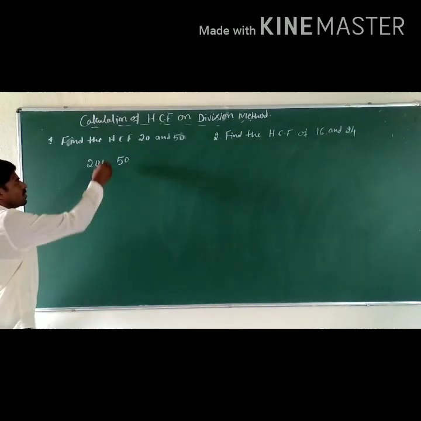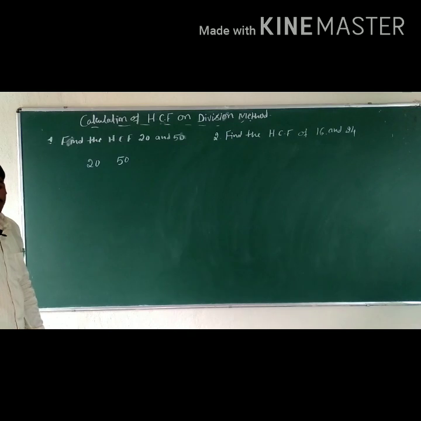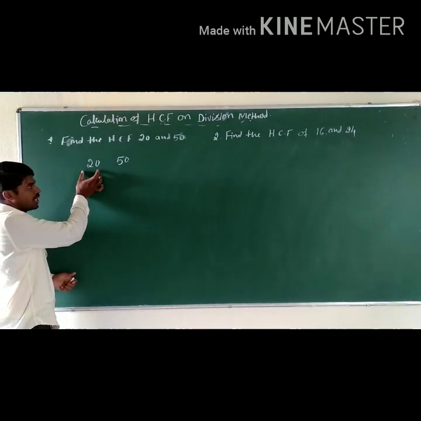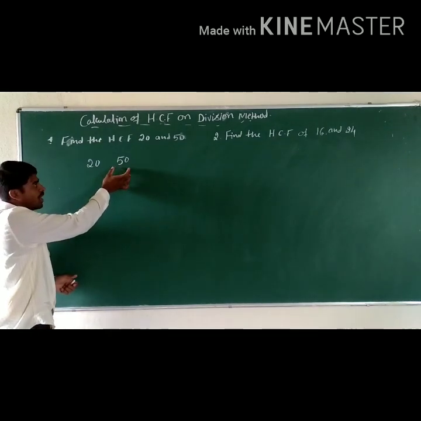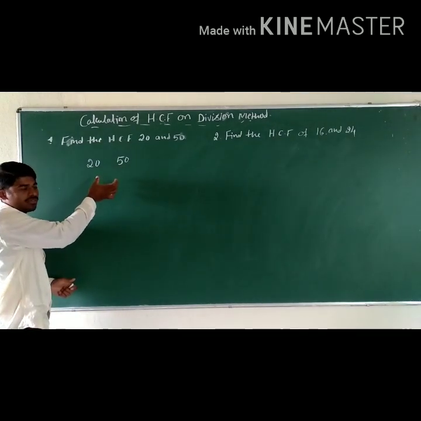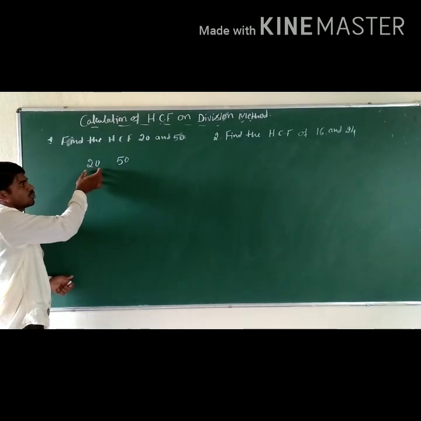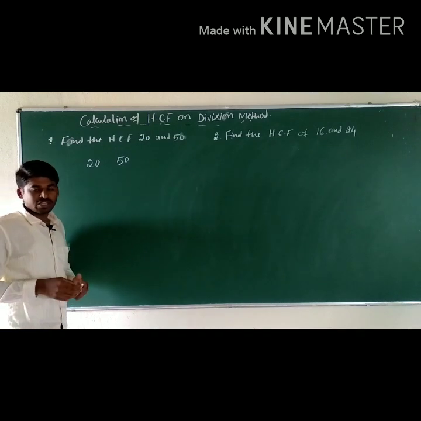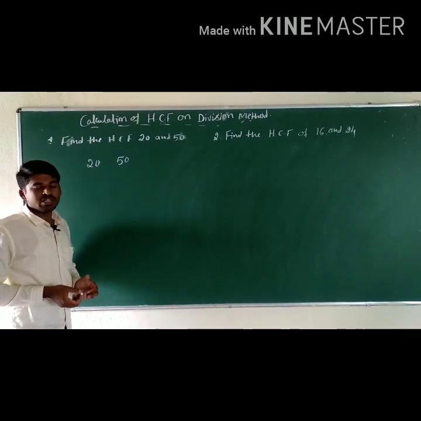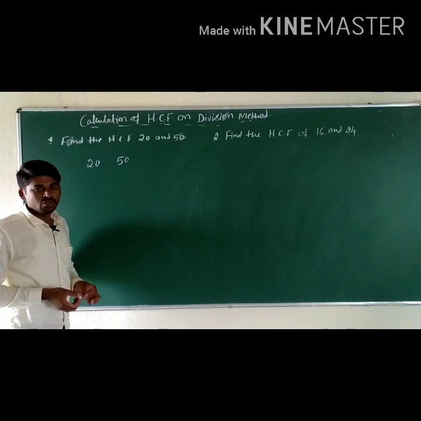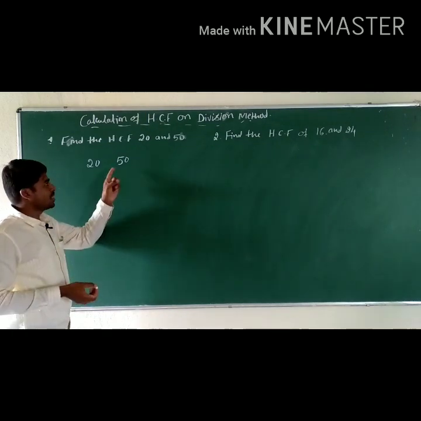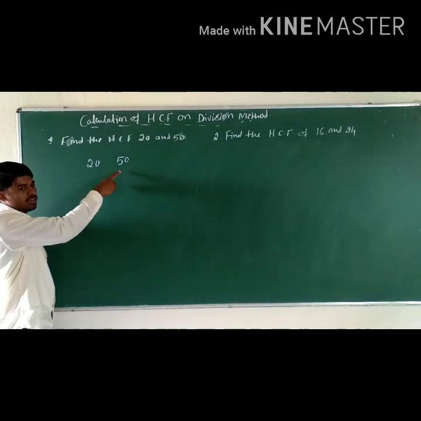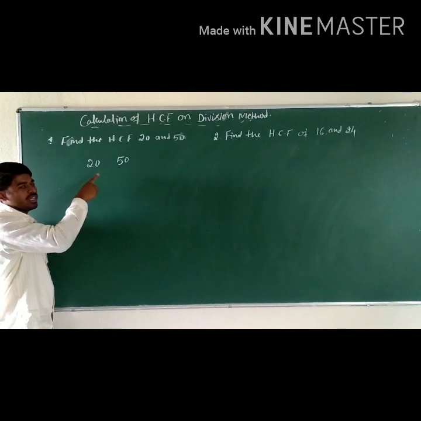First, we identify the lowest value and the highest value. The lowest value is 20 and the highest value is 50. In the division method of HCF, we divide the highest value by the lowest value. But in calculating the LCM, as well as the HCF in the factorization method, the values are divided by other divisible values. In the division method of HCF, we first identify the lowest and highest values, and then divide the highest value by the lowest value.